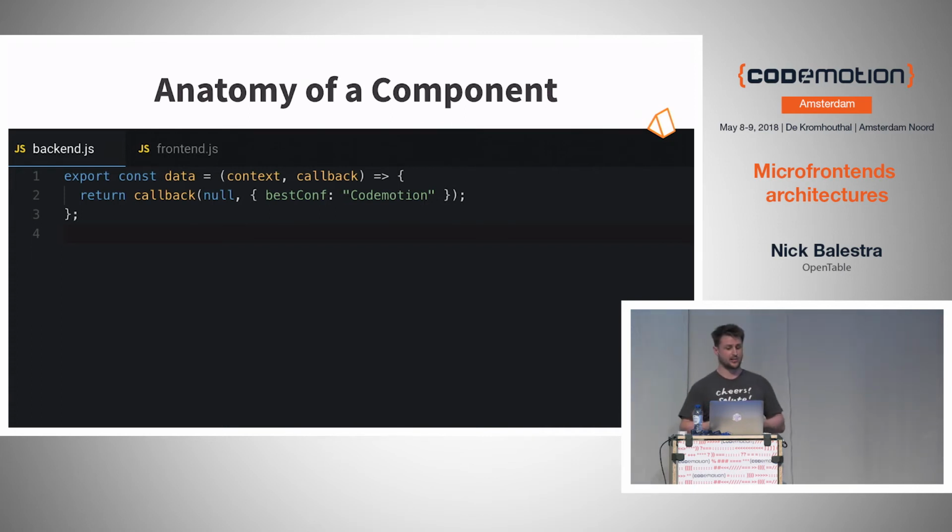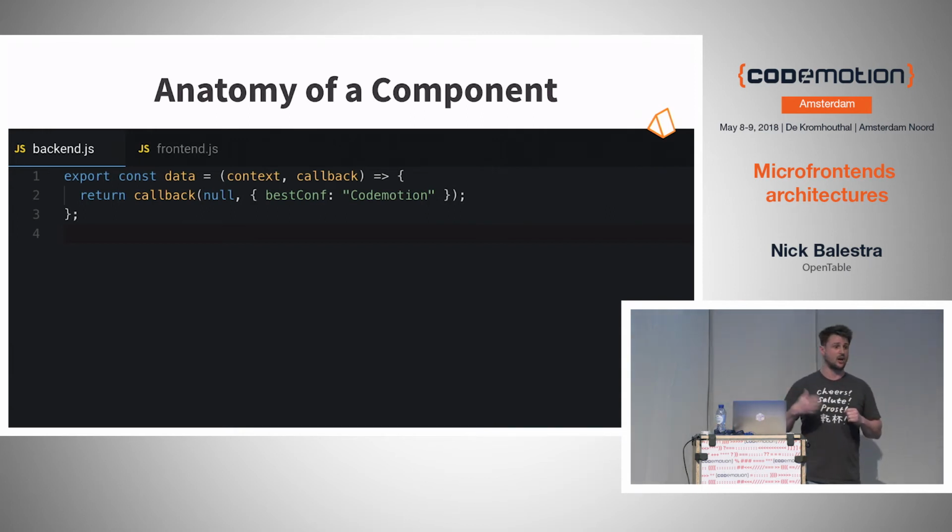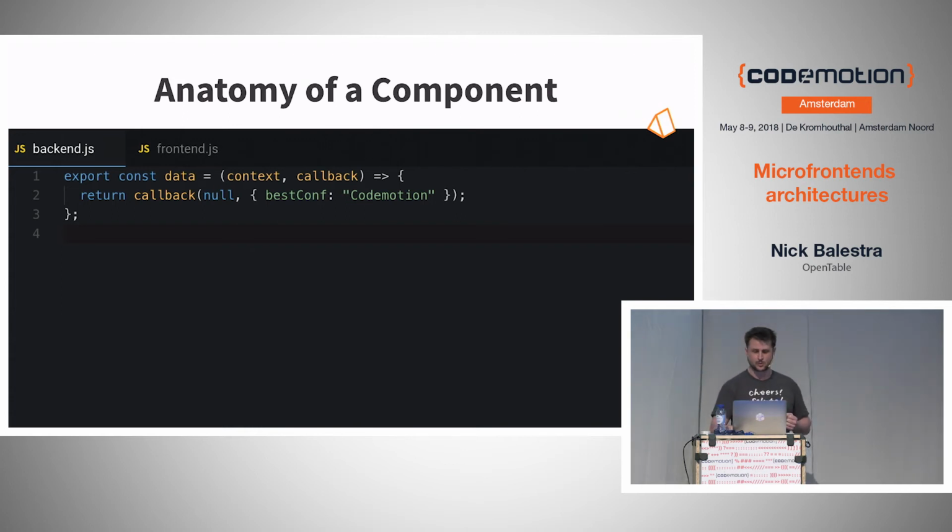In this case, we can see that we have just a function. It receives some context, and it will return a model. In this case, we just return a model that has some information about what is the best conf. And that's about it. The model will be used for rendering our front end. You can think that we run this function every time we get a request for this component. So imagine that you get a request for the header. We run this function, we create a view model, and we can serve that back to you.